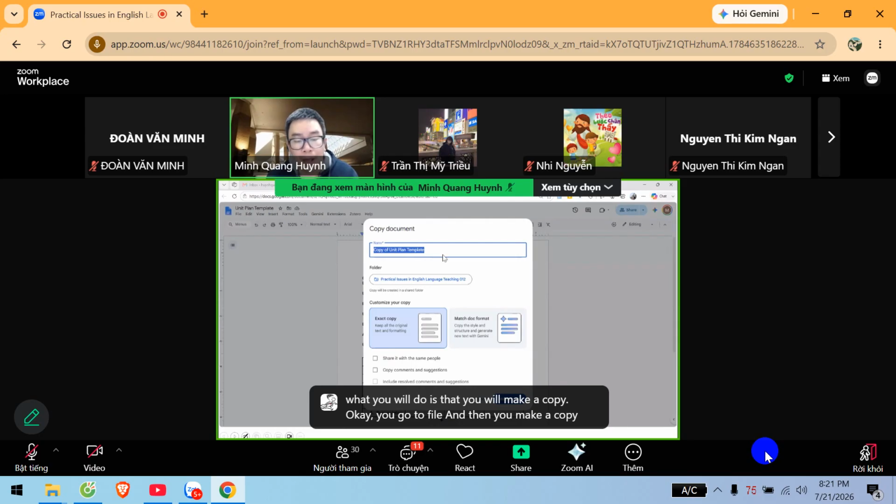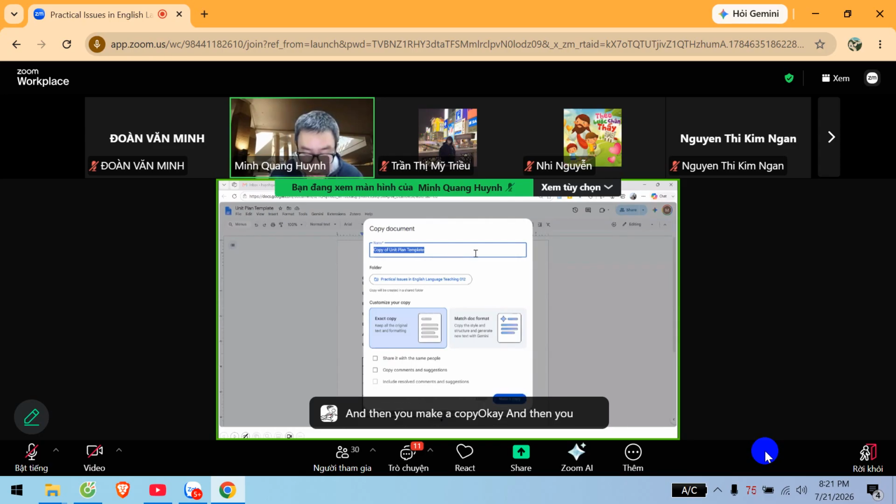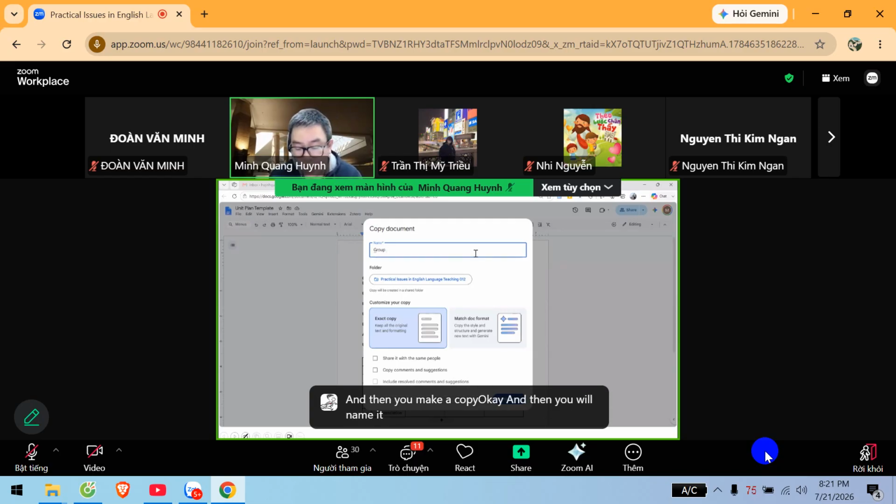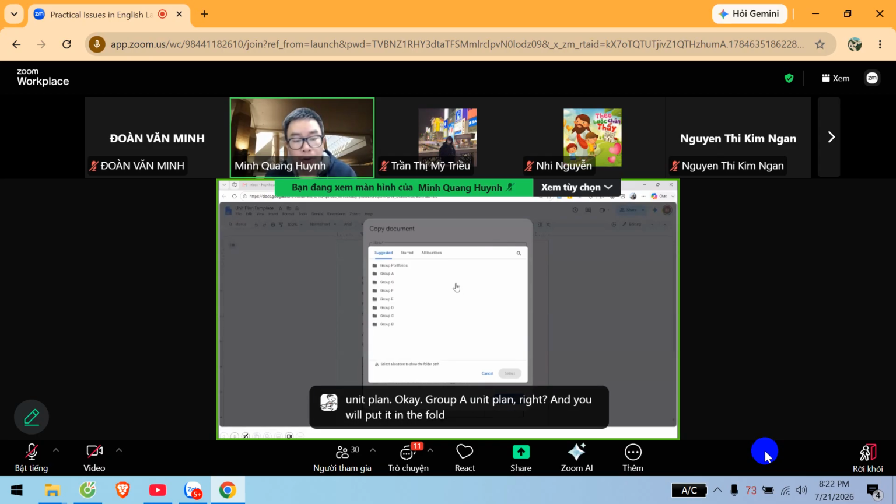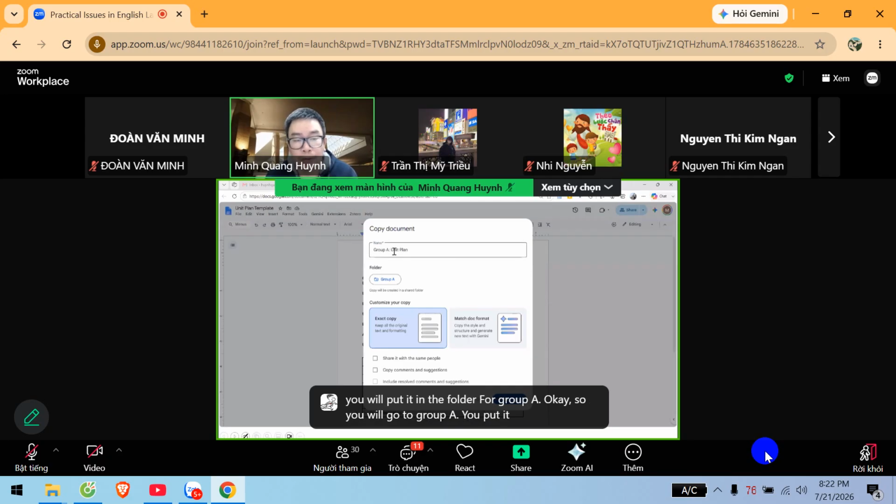And then you will name it according to your group. For example, Group A, we'll name it Group A unit plan. And you will put it in the folder for Group A. So you will go to Group A, you select it, so the plan will go into the folder of Group A. And then you can begin making changes for your unit plan.